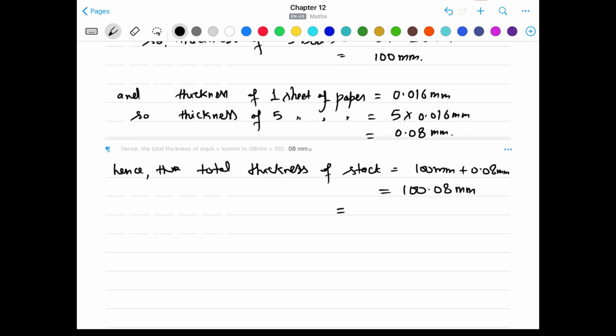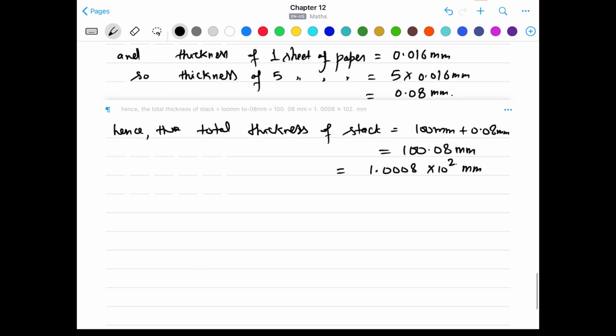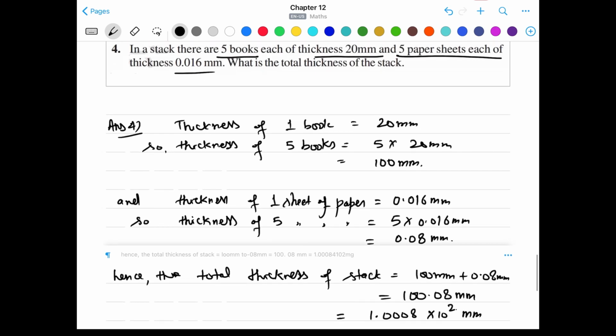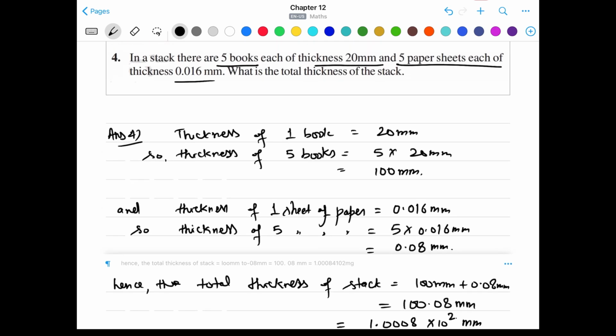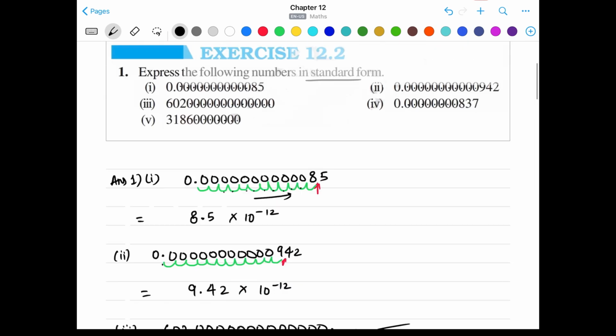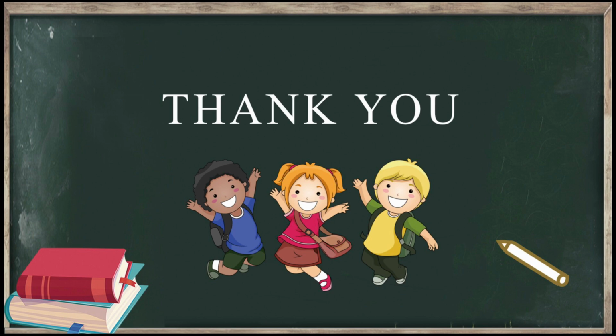We can write this in the standard form, that is 1.0008, shifting the decimal two places toward the left. So this will be 10 raised to power minus, not minus, plus 2. We're writing the bigger number in the smaller form, so the exponent will be positive. We are shifting from right to left. That means it will be 1.0008 into 10 raised to power 2 millimeter. Okay, so that's the answer of question number 4 of exercise 12.2. With this we have completed all the questions of exercise 12.2 and also completed chapter 12. Now we have to practice all these questions multiple times so that you understand them better. Okay, so that's all.